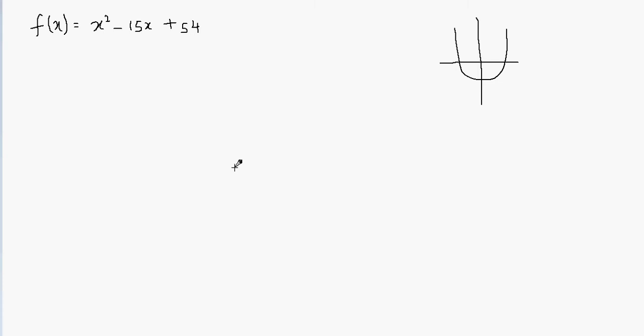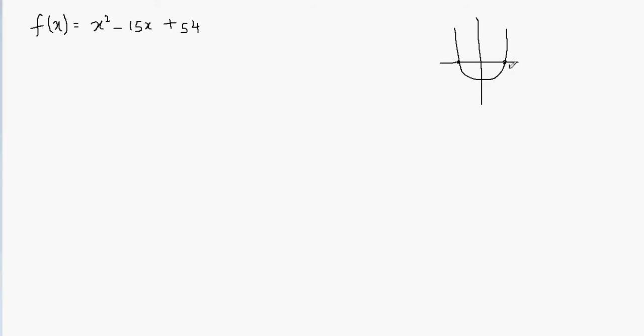Hi, in this video we'll learn how to find the zeros of a function. The zeros of a function are nothing but the x-intercepts of the function. Here, if you see this parabola, these 2 points are called the zeros of this function, and the zeros of the function are the x-intercepts, and x-intercepts are nothing but where the parabola crosses the x-axis.